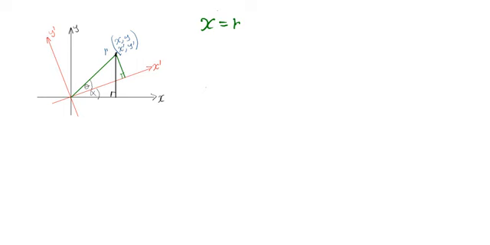Our x is equal to r cos open bracket, the angles that we have is theta plus the alpha. All right, then our y is equal to r sine theta plus alpha. That's what we have.